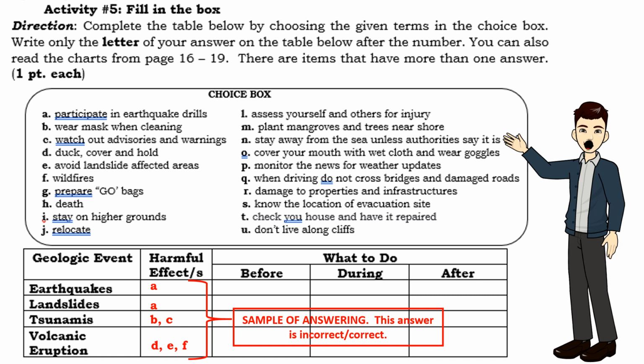In your module in the Deepen part, page 22, Activity 3 is fill in the box. All you have to do is complete the table below by choosing the given terms in the choice box. Write only the letter of your answer on the table below after the number. You can also read the charts from page 16 to 19. There are items that have more than one answer. A sample of how to answer is shown.